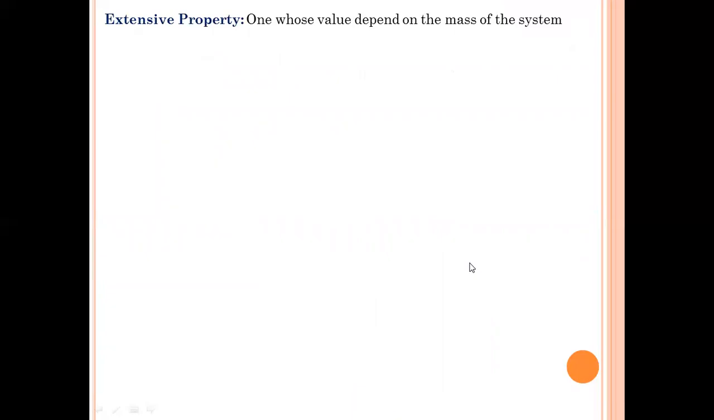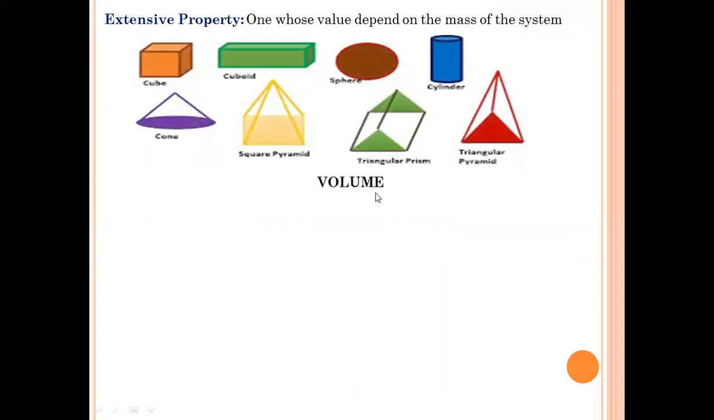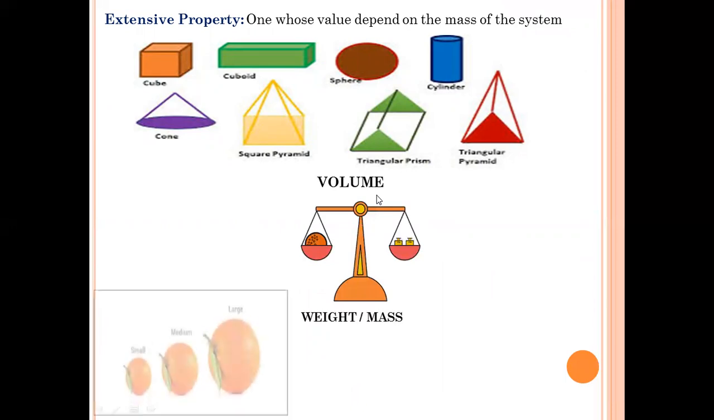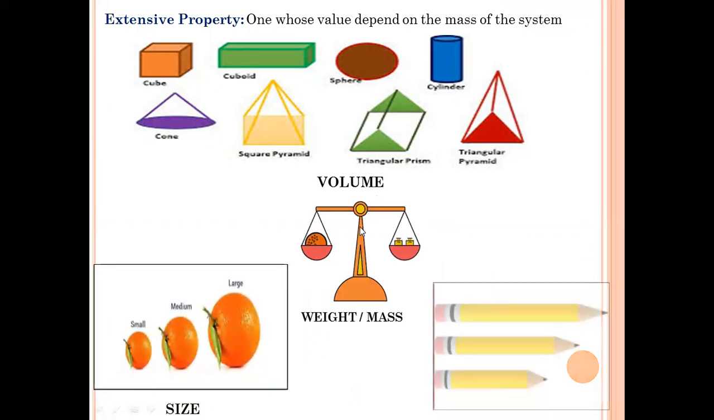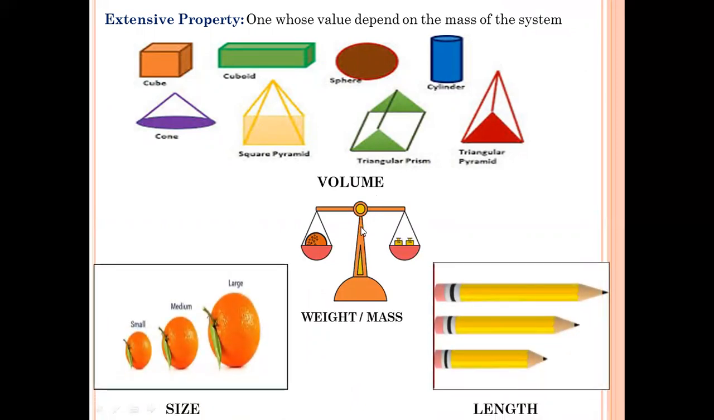Second is extensive property. Extensive properties are those whose value depends upon the mass of the system. Those properties are called extensive properties. A few examples: volume, weight, size, and length of the substance. These are a few examples of extensive property.